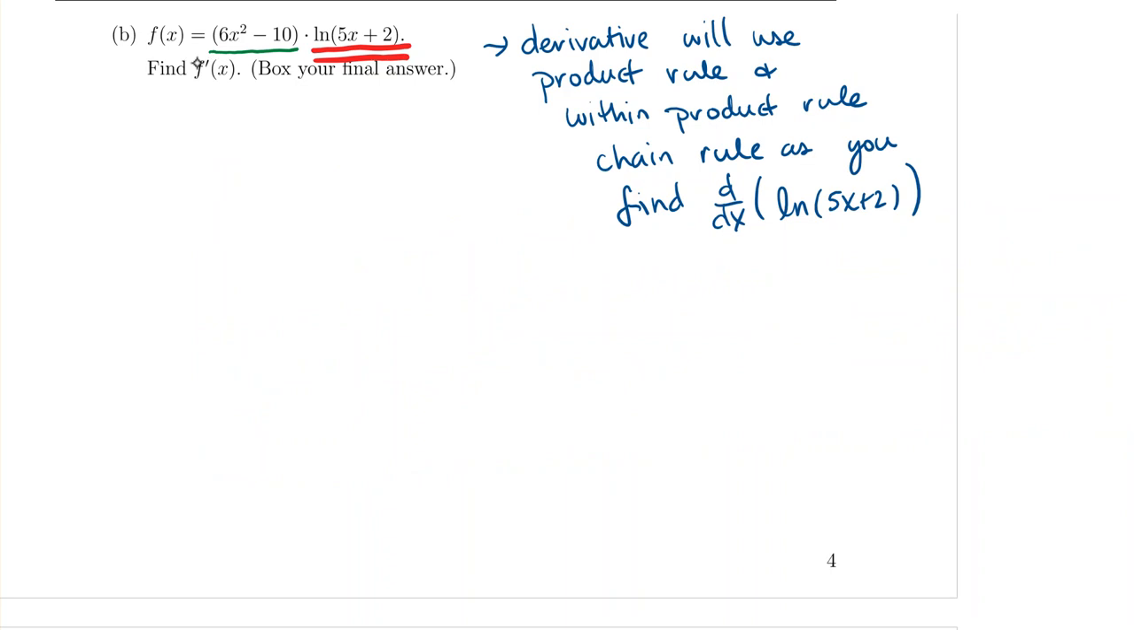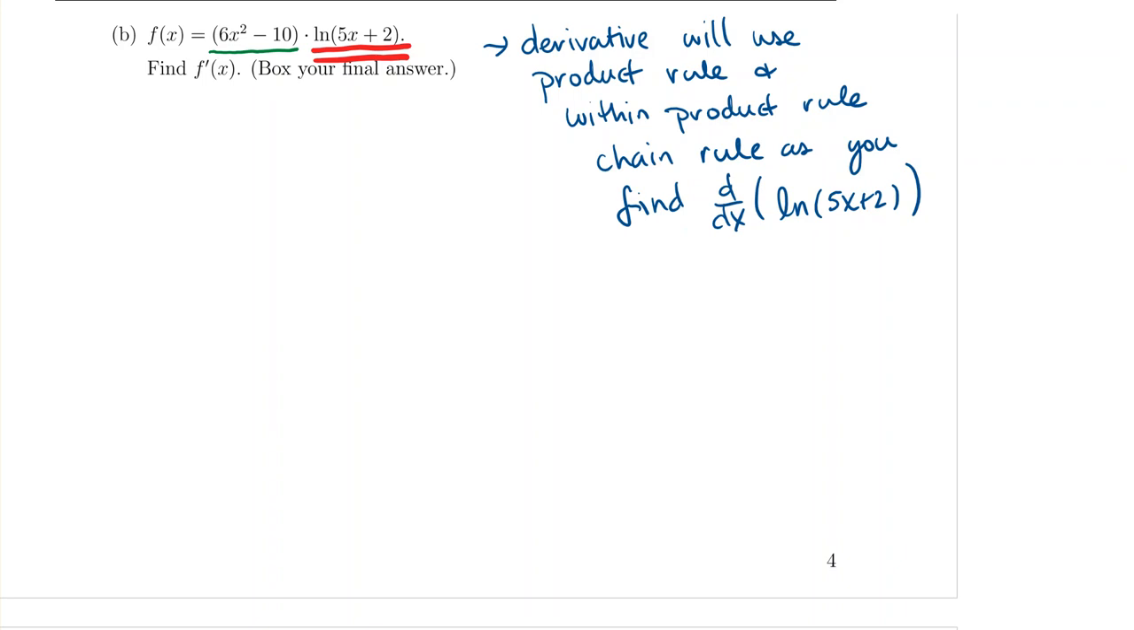Next, we're asked to find this derivative, and we see that it's a product where this is our first term times the second term. So the derivative is going to involve product rule, and within product rule, we're eventually going to have to take the derivative of this term. To take the derivative of this term, we'll have to use chain rule.